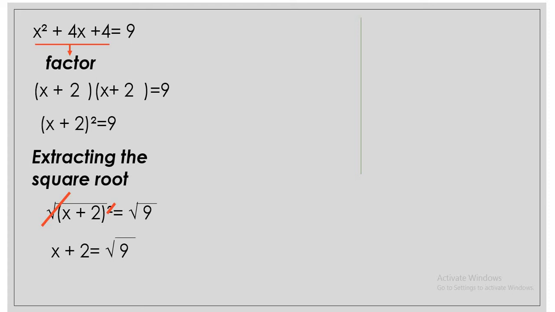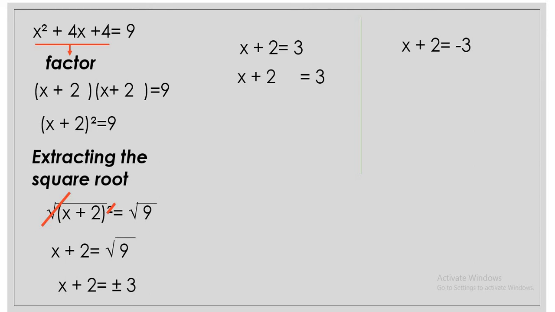Then what is the square root of 9? We have here x plus 2 is equal to positive and negative 3. So we will have two solutions: x plus 2 is equal to positive 3 and x plus 2 is equal to negative 3. Then solve and simplify.